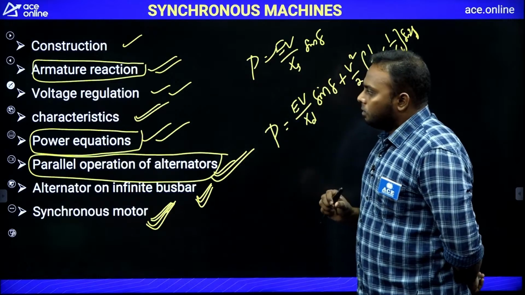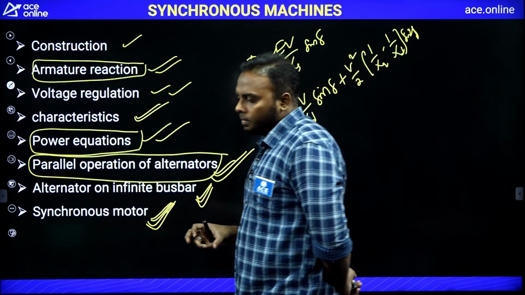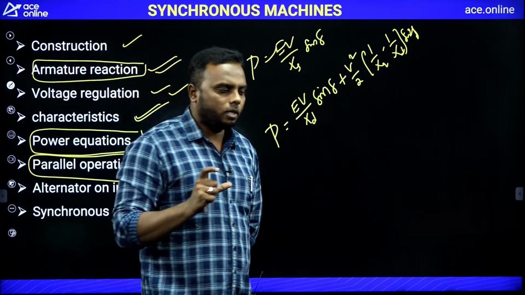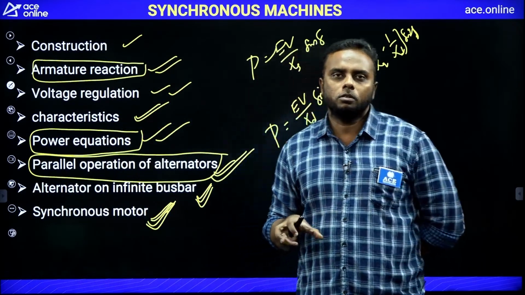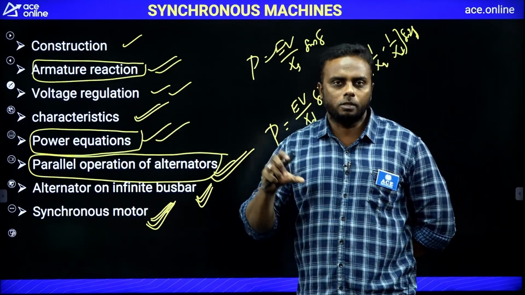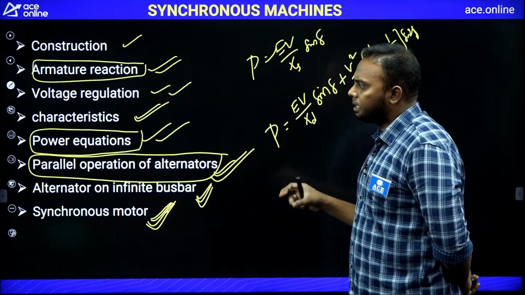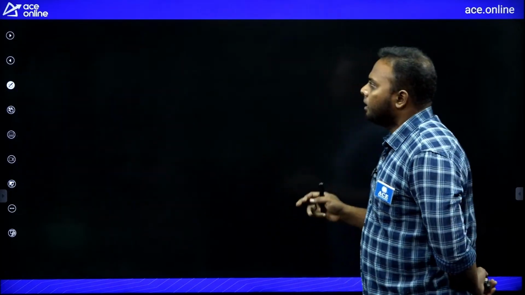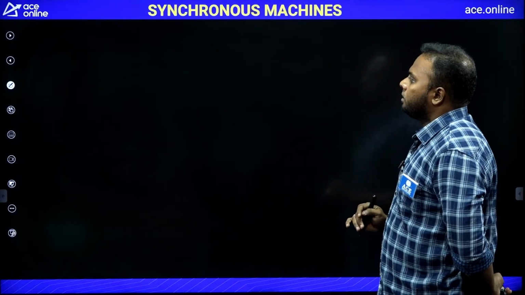So these are the topics in each part of machines, that is transformer, induction, DC and synchronous. Whatever sequence I have given, try to follow the same sequence while revising also. You will get better understanding when you do your revision work. Now let's see some questions here.